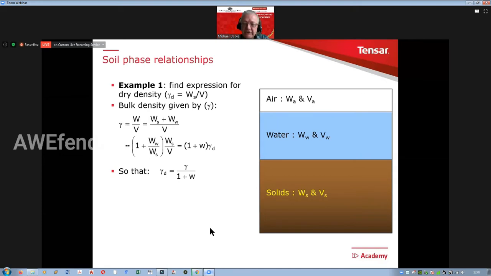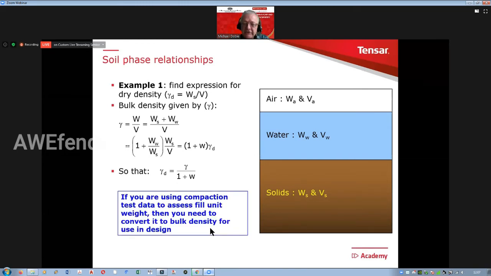By playing around with those various relationships, we find out that the dry density equals the bulk density divided by 1 plus the water content. That's an expression that's worth remembering, especially if you're looking to find unit weights of soils for your designs, and the testing gives you dry density, so you need to convert them into bulk densities.